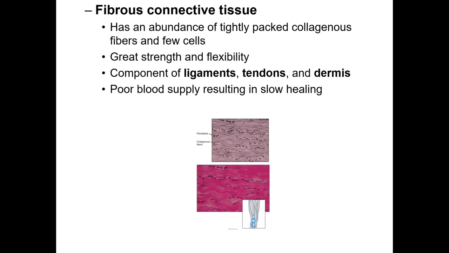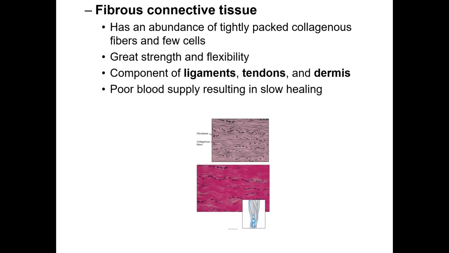Okay, and then we have a category called fibrous connective tissues. Here we find tightly packed collagen, and we can see elastic fibers. Basically, what happens with these types of tissues is that they allow for strength and flexibility. So we see these types of tissues in ligaments, tendons, and the dermis. They also, though, do not have a good blood supply, which means that they heal rather slowly.